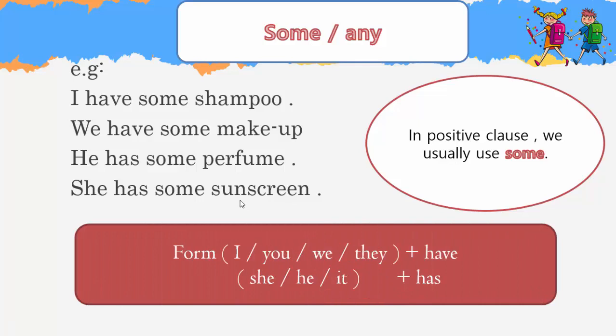Look at the form of have and has. We start our sentence using the subject: I have, you have, we have, and they have. But here we have she has, he has, and it has. So we use some in a positive clause. Let's move to any.